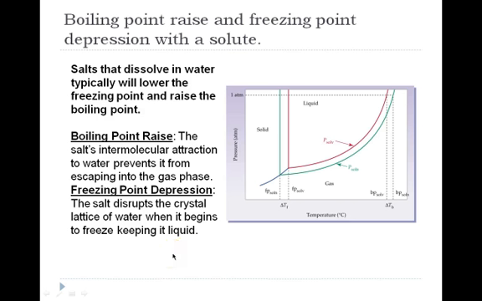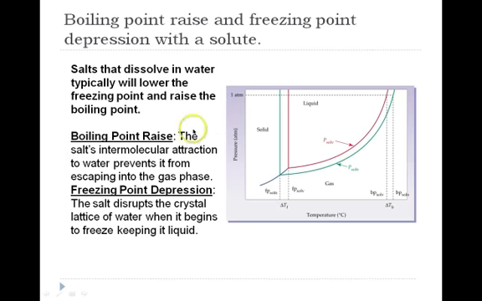Boiling point elevation and freezing point depression can happen with a solute. So salts that dissolve in water will typically lower the freezing point and raise the boiling point. The boiling point gets raised because the salt's intermolecular attraction prevents it from escaping in the gas phase. Freezing point depression occurs because the salt disrupts the crystal lattice of water when it begins to freeze, keeping it a liquid. So this is a classic example of why some people add salt to water when they're boiling pasta.